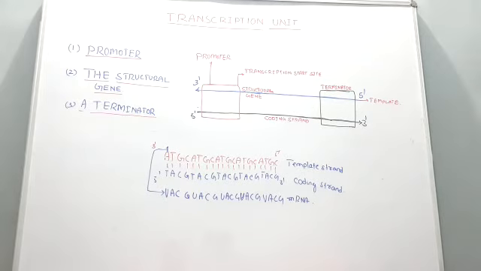Now it's clear to you. The DNA strand on which the messenger RNA is synthesized is known as the template strand, and the strand of the DNA on which the mRNA is not synthesized is known as the coding strand.